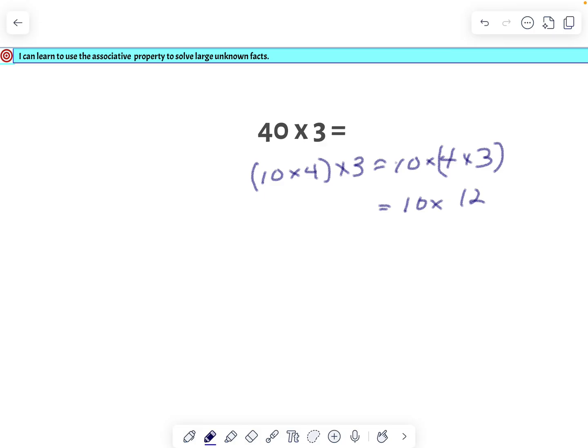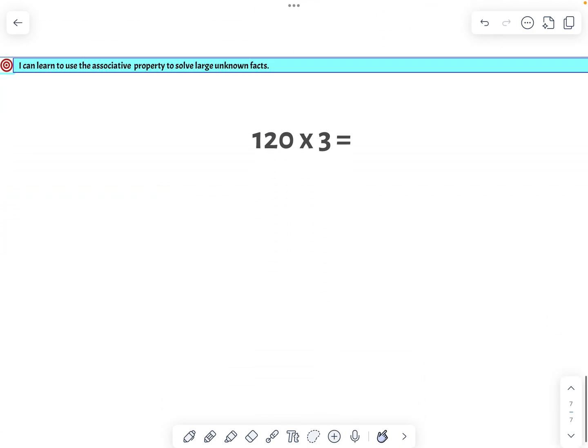And now I'm going to use my multiplication by 10. I am going to do 1 times 12 is 12. Now I'm placing it into the tens place. I must add a 0 at the end to show that I'm now working with 12 tens and not 12 ones. So my answer to 40 times 3 is equal to 120. Let's take one more look.